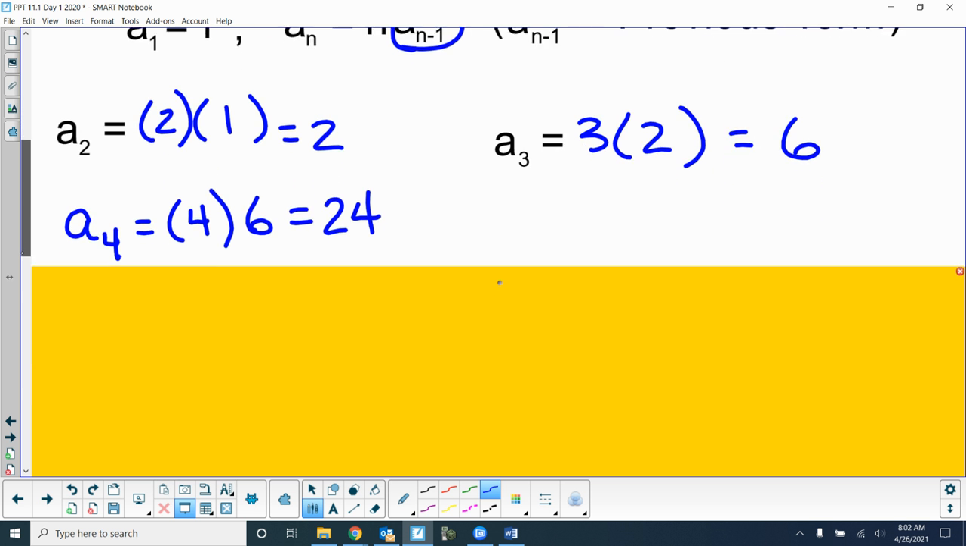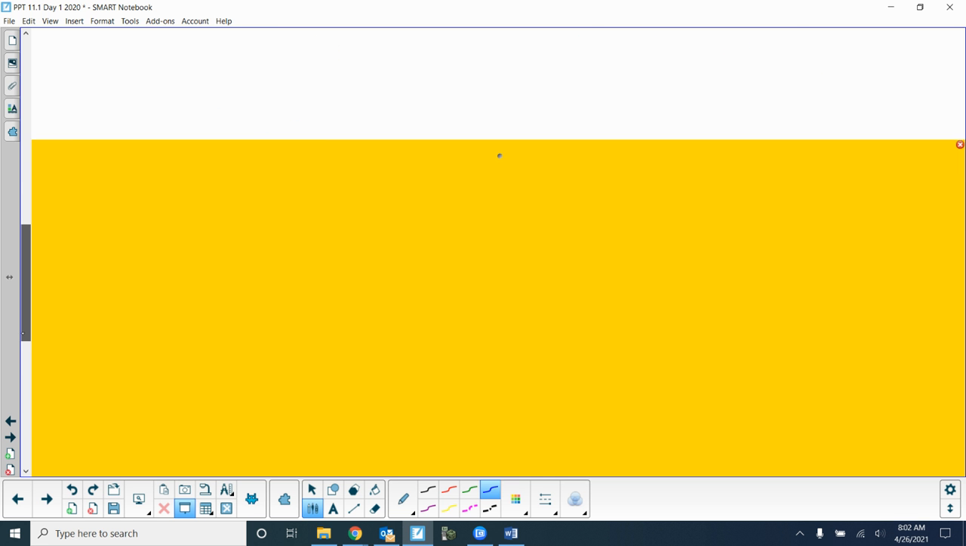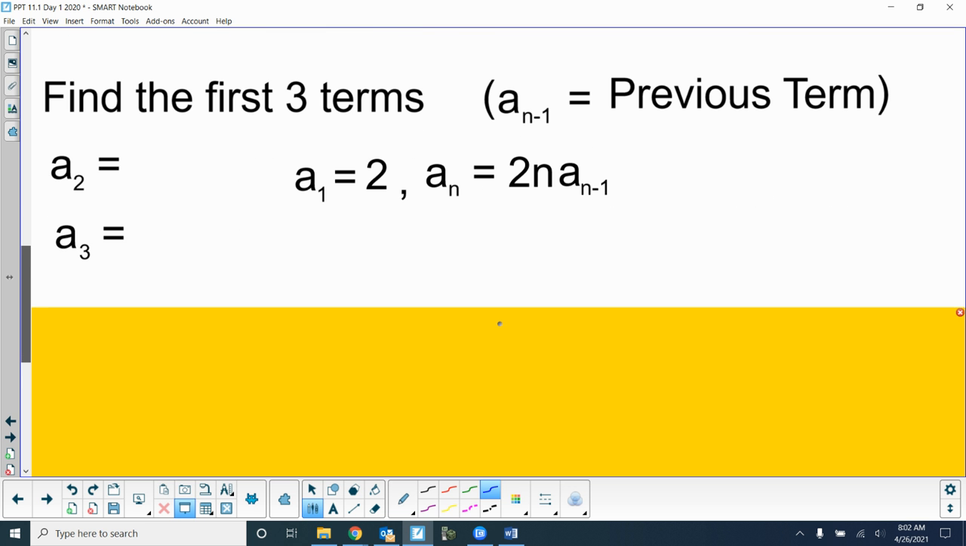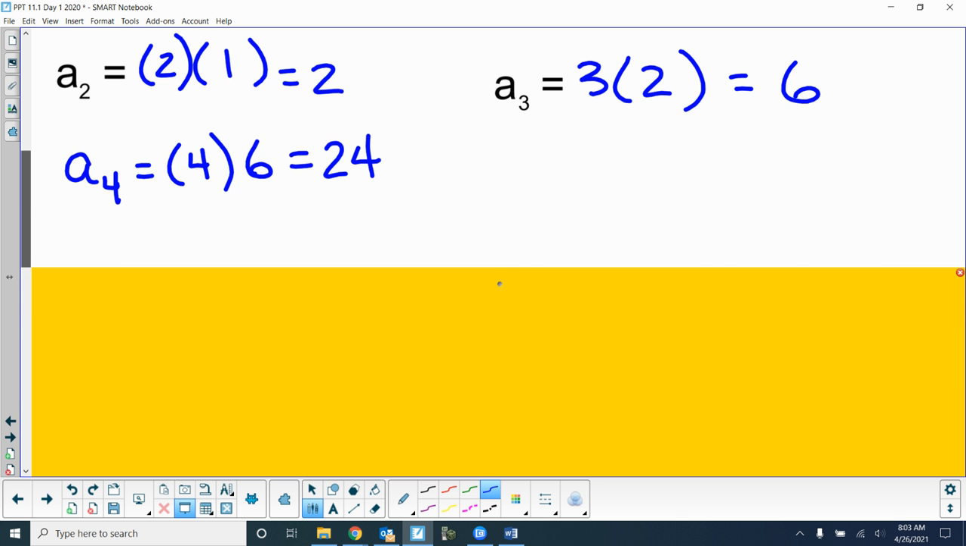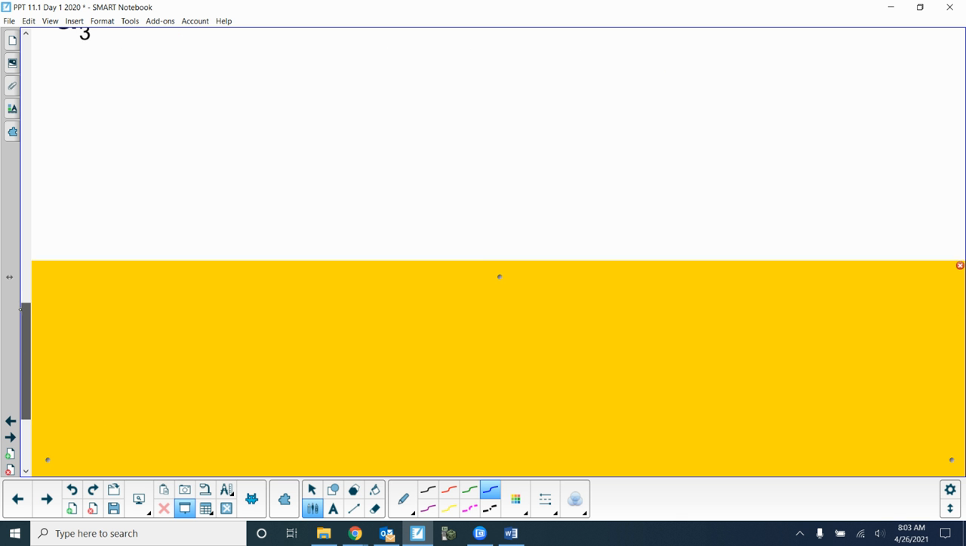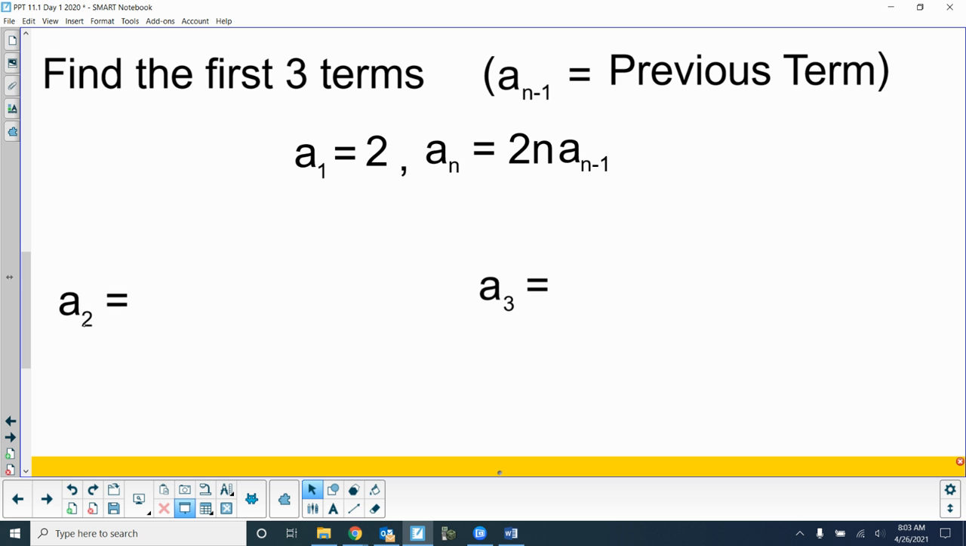So you guys try this one, please. All right, so there's the example. First term is 2. Find the second and the third. So there's the rule: 2 times n times the previous term.